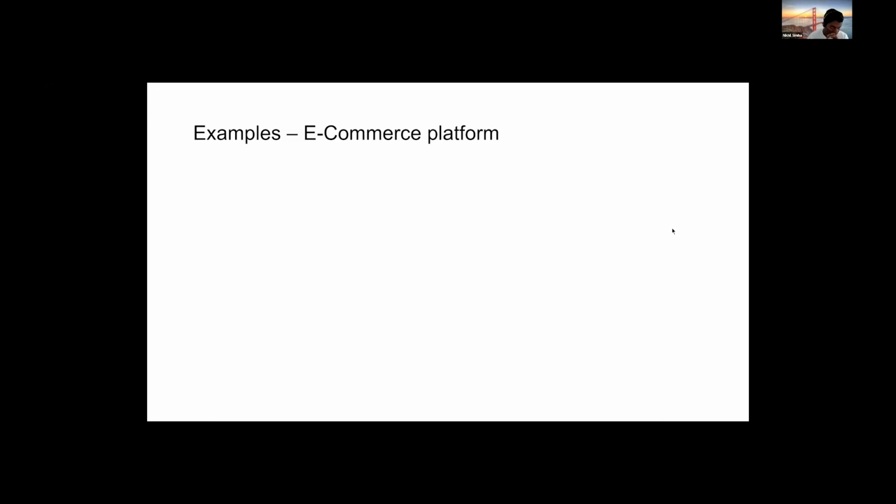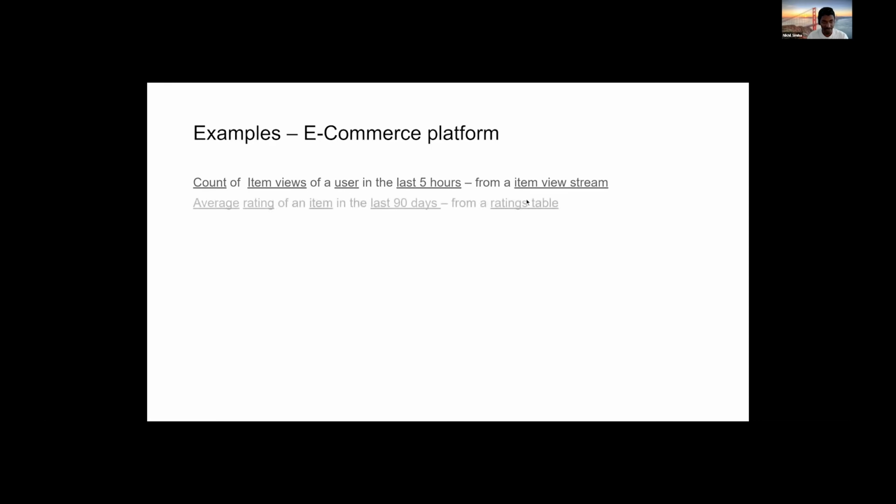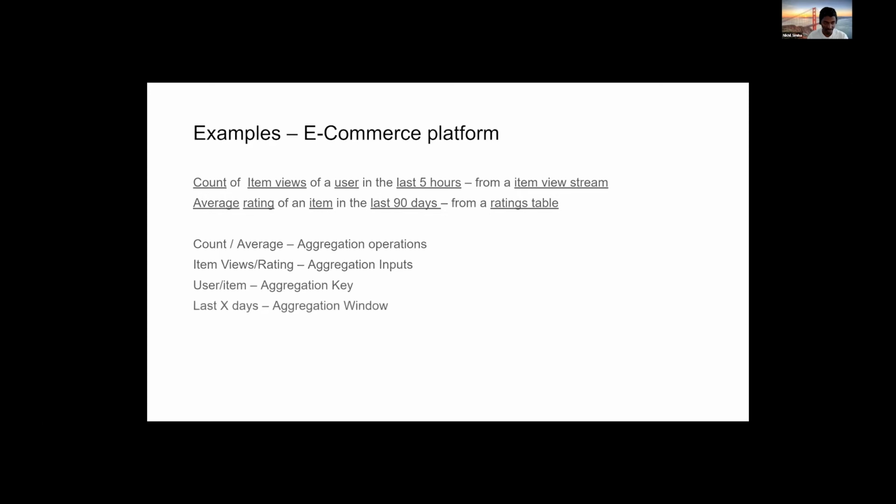All right. So yeah, the example is an e-commerce platform, and just to expand the example a little bit, we are counting item use of a user in the last 5 hours. So this is coming from the item use stream. So the underlying things are basically parameters, right? Similarly, average rating of an item in the last 90 days from the rating source. So here count or average are aggregation operations. The inputs are item use or ratings, right? And the key is either user or item. And the aggregation window is how many days or how many hours in the past you want to gather the data.